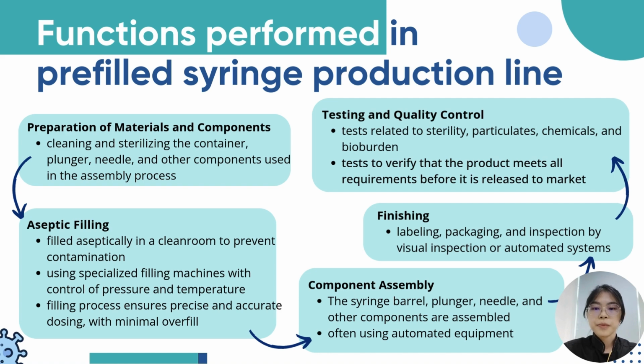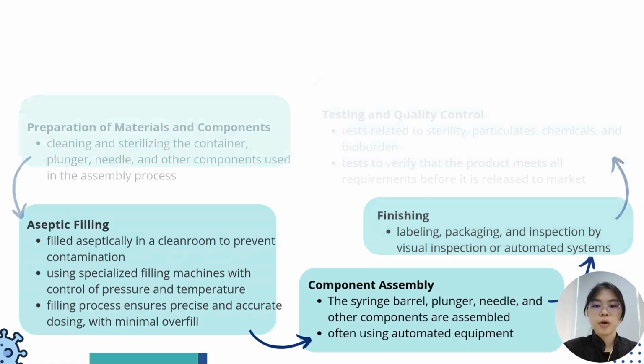Then is component assembly, where all the sterile parts are assembled, often using automated equipment for precision. This is followed by finishing, where the syringes are labeled, packaged, and inspected either visually or through an automated system. Finally, testing and quality control is done. Check for sterility, particulates, and bioburden, ensuring that every single syringe meets safety and regulatory standards before release.